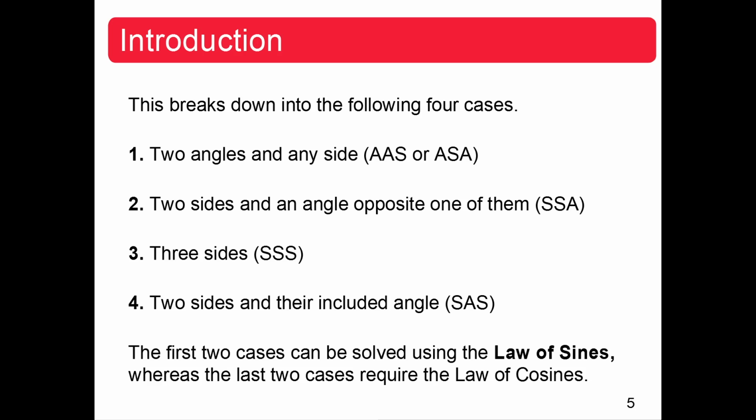But it's important to note that both cases 3 and 4 are going to be something that we deal with in a later section. Here in section 3.1, cases 1 and 2 are going to be solved using what we call the law of sines. The last 2 cases, 3 and 4, require what's known as the law of cosines. Basically, this is what happens when we have 2 sides and an angle known, or 3 sides known.